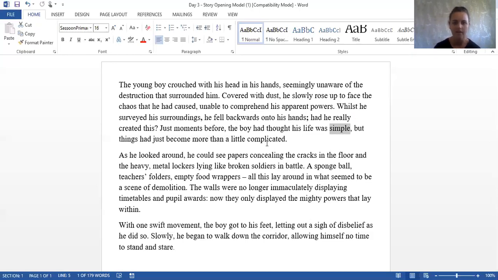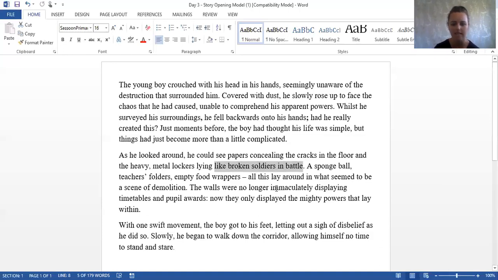Another phrase that I really like is this one here. It's a simile. So metal lockers lying like broken soldiers in battle. Similes are quite tricky to do, and what's good about this one is that it adds to that atmosphere and it sets the scene nicely. The author could have written lying like a little puppy having a snooze. Now we wouldn't use that because we don't want to create that calm, lovely atmosphere. So that's one reason I really like that simile.